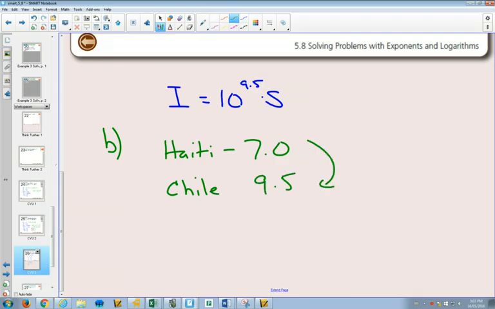This means that it has gone up 2.5. For every 1 that it goes up, it's 10 times more intense. So since it's gone up by 2.5, it's going to be 10 to the 2.5 times more intense. Does that make sense? Because if it went up 2, it'd be 10 squared. If it went up 3, it'd be 10 cubed. So we figure out what 10 to the power 2.5 is with our calculator. 316.2.